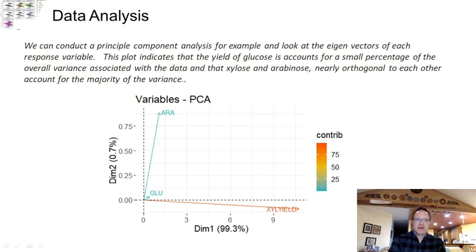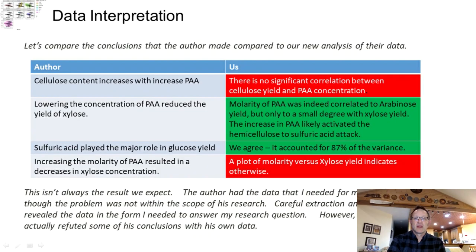Now you can see something different. If you looked at the original graphs, you would assume that glucose has a significant portion of the data set. In reality, arabinose here is explained by one of the principal components, and xylose yield the other. So this is much more consistent with what we would expect of the data, but without doing this analysis, you don't get this information just from your analysis of variance.